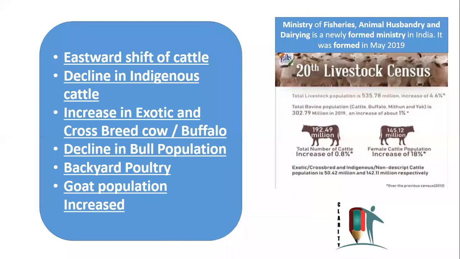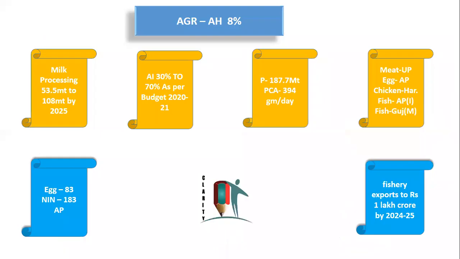The next is the 20th livestock census. I do not want to discuss all those statistics in this livestock census because I think that till now all of you know the important data or numbers from this census. What you need to know is the analytical approach of understanding this census: the eastward shift of cattle. The population in East India has grown. Decline in the indigenous cattle, increase in exotic and crossbreeds, decline in bull population, backyard poultry has increased a lot, and goat population has also increased a lot in India. These are some of the important statistics from animal husbandry.